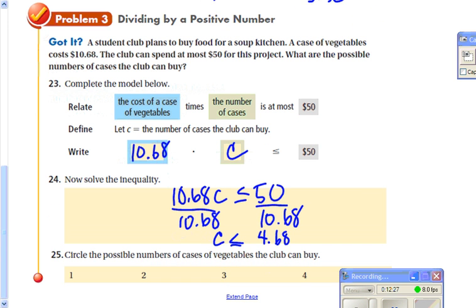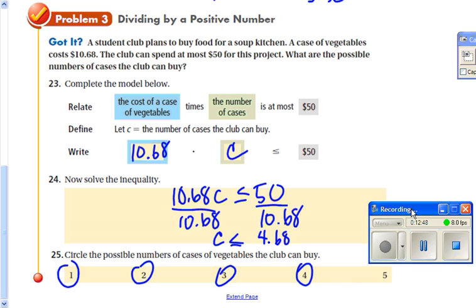So we'll solve this inequality. And we can see that the number of cases that they could buy with $50 has to be less than or equal to 4.68 rounded. But that means they could buy 1 case, 2 cases, 3 cases, 4 cases, but not 5 cases.